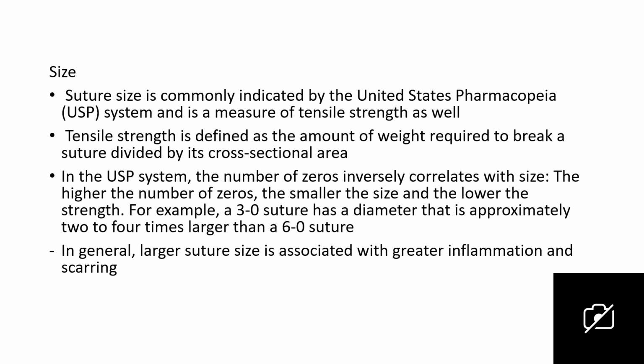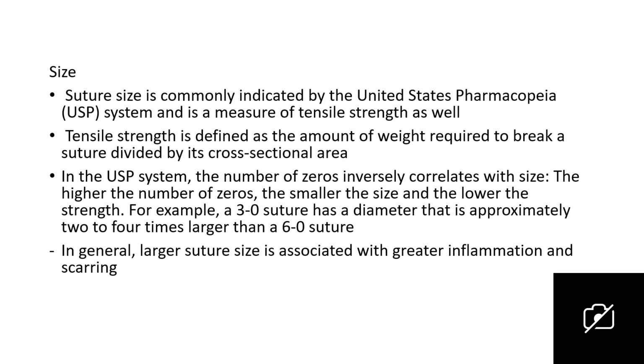Tensile strength is defined as the amount of weight required to break a suture divided by its cross-sectional area. In the USP system, the number of zeros inversely correlates with the size. The higher the number of zeros, the smaller the size and the lower the strength. For example, a 3-0 suture has a diameter that is approximately 2 or 4 times larger than a 6-0 suture.